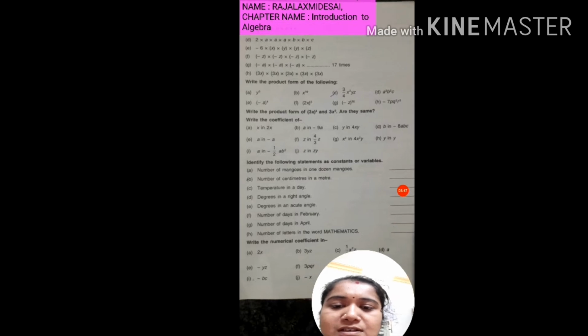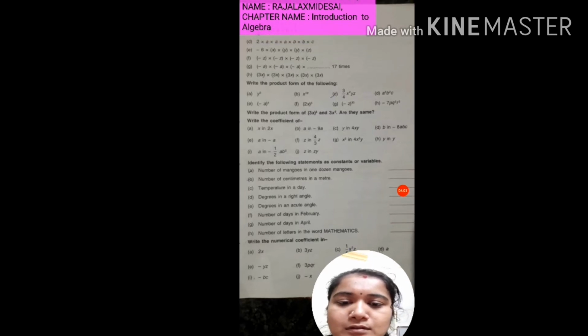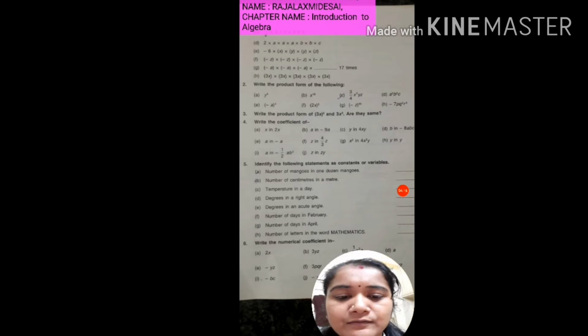Here, under 5th main, you can observe the question is identify the following statements as constant or variable. First question is number of mangoes in 1 dozen. So 1 dozen means 12. Therefore, in 1 dozen there are 12 mangoes, which is fixed. Therefore, we can write it as a constant. Number of centimeters in a meter. 1 meter is equal to 100 centimeter, which is again fixed. Therefore, it is a constant.